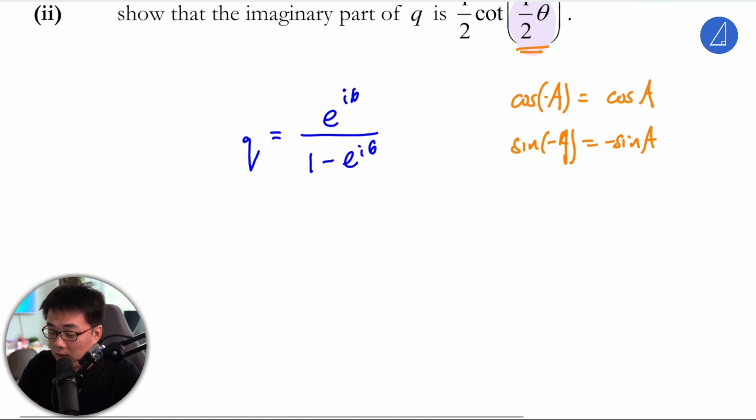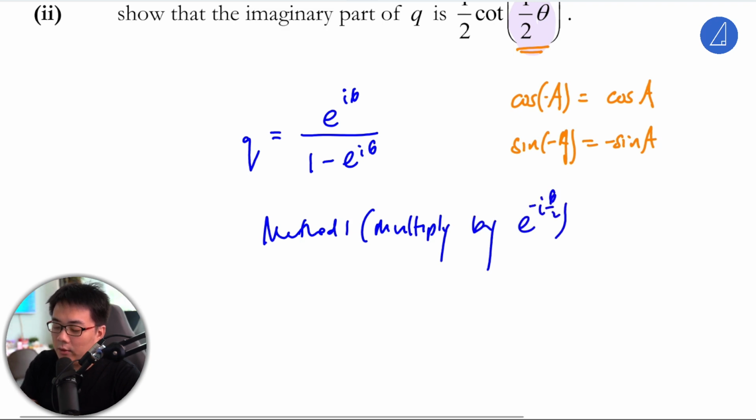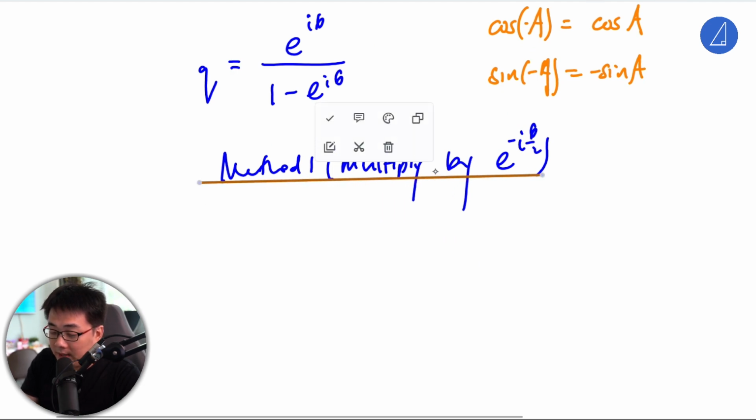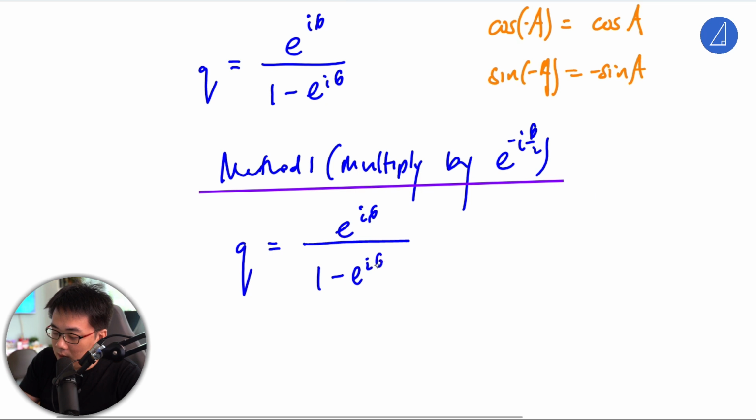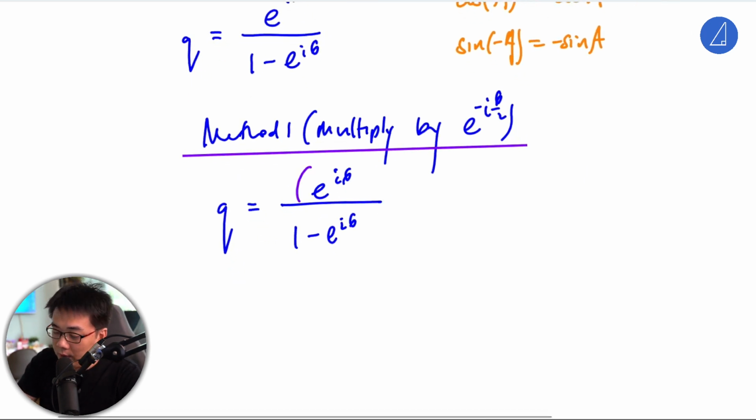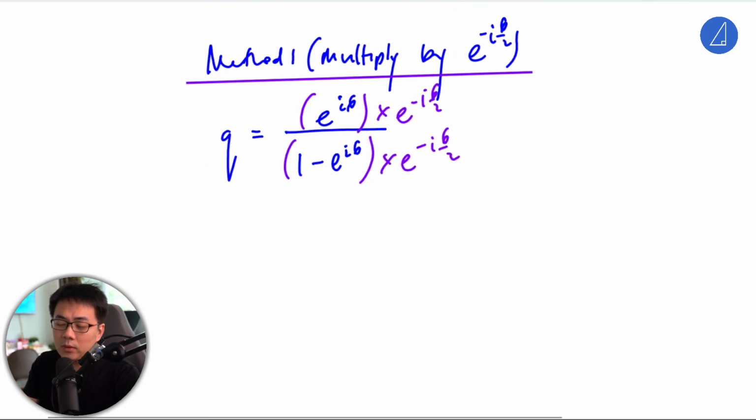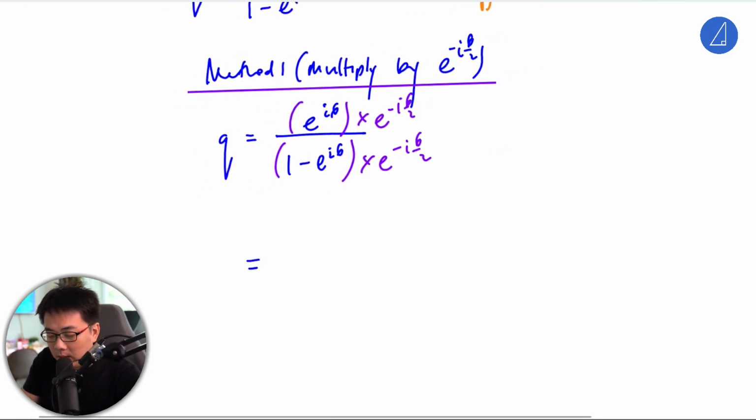Now there are a few ways to manipulate this. The first one, which I prefer, is method 1: multiply by e to the i negative theta over 2, for top and bottom. The other one is factorizing it out, but we will talk about that later. So Q will be e to the i theta over 2 and minus i theta. The first way of doing it, I'll just multiply by e to the minus i theta over 2. This is what I prefer, though most students likely wouldn't like this method, so I will write down the second method later.